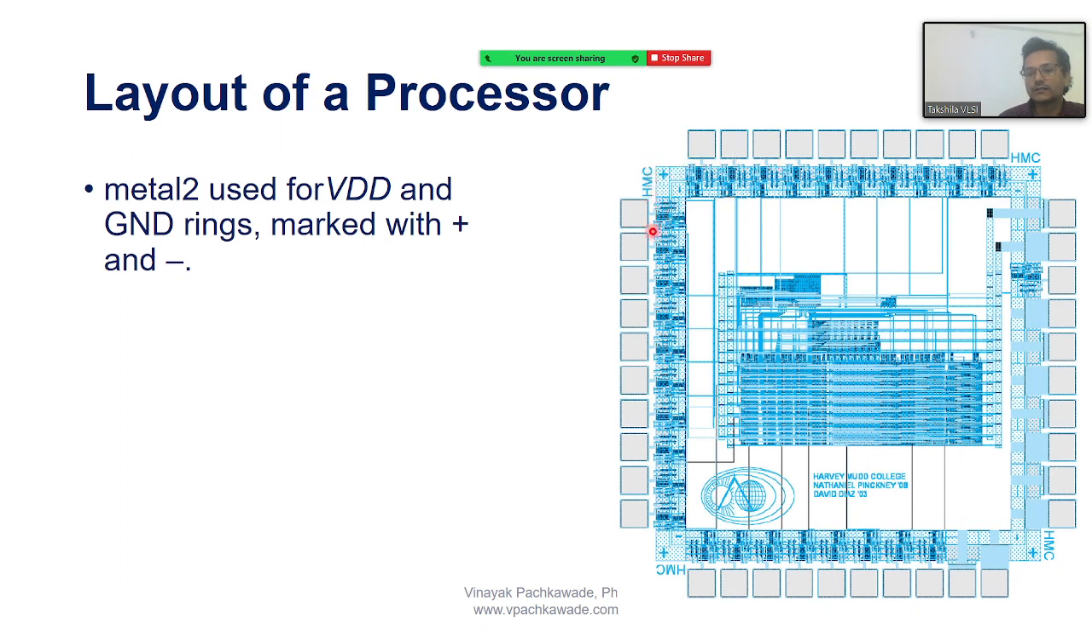So metal 2 was used for VDD and ground rings. So these squares just inside the pads, this and this, are called VDD and ground rings. And how do you identify them? Plus and minus sign. So plus indicates VDD, minus indicates ground. You see in all 4 corners you have plus and minus, plus and minus. So they are all supply rails all over the chip, on all 4 sides, providing supply to this processor. And there are also signal wires accordingly.